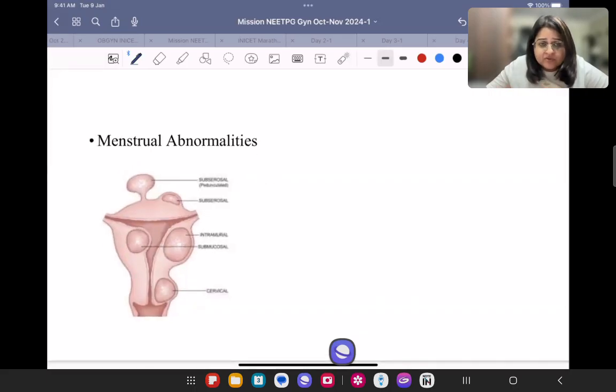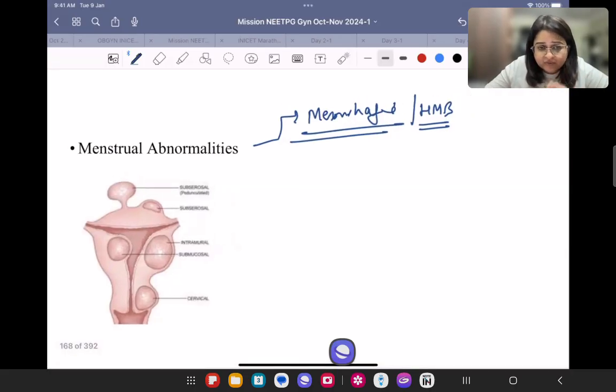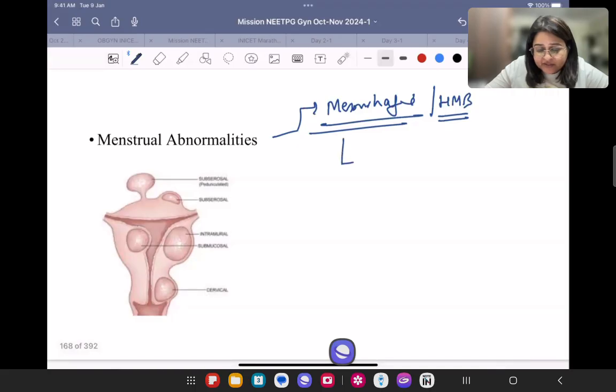Now, one of the most common complaints of symptomatic fibroid is a menstrual abnormality, and the most common menstrual abnormality is menorrhagia. Earlier we used to say menorrhagia, but now the term menorrhagia has been replaced by heavy menstrual bleeding. Now we don't call it menorrhagia, we call it HMB. We'll be discussing these new definitions tomorrow. Okay, menorrhagia means heavy bleeding in a regular cycle. So she'll be bleeding every month on time, but she has heavy bleeding. Okay, that's one of the most common symptoms. Why does she have menorrhagia?